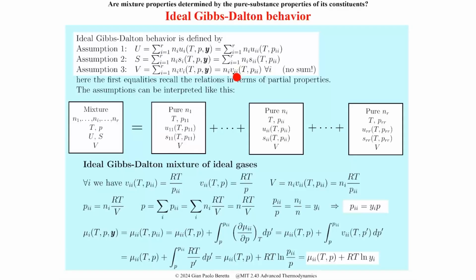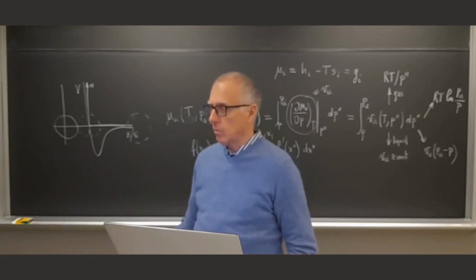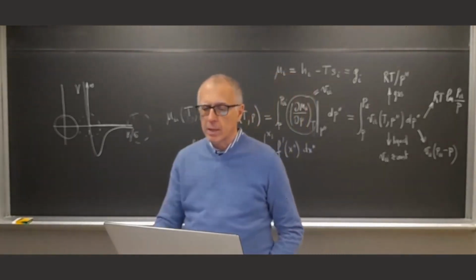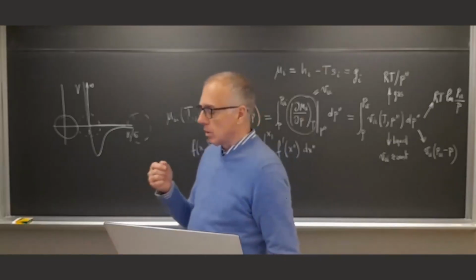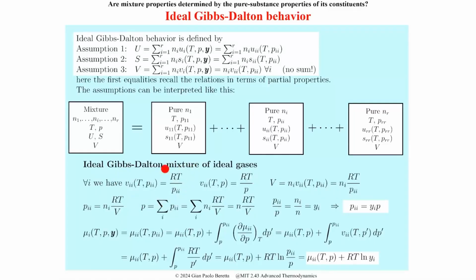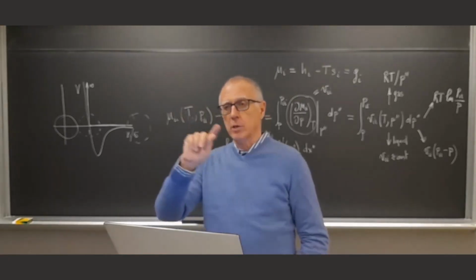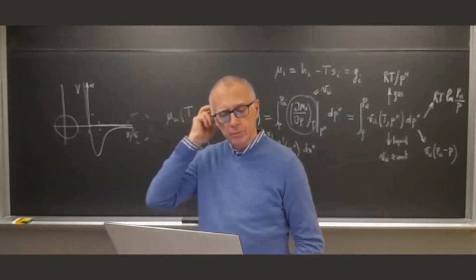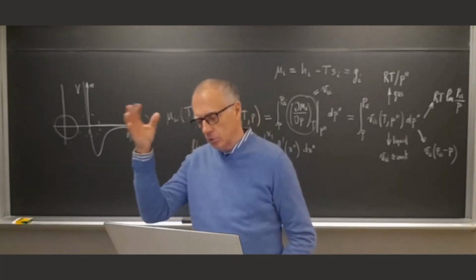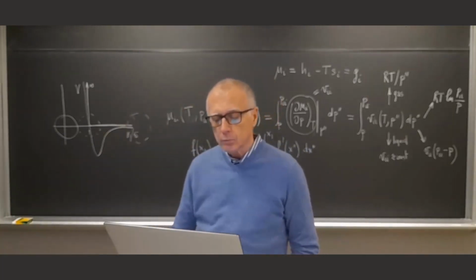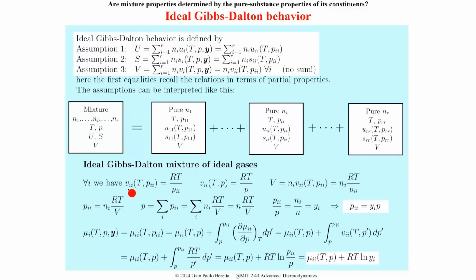So now if we, in addition to those, also assume that each pure substance behaves as an ideal gas, so it obeys the equation of state of an ideal gas in the full range of pressures, from the partial pressure to the pressure of the mixture. So I can write the equation of state for the gas, PV equals RT, both at the partial pressure and at the pressure of the mixture.